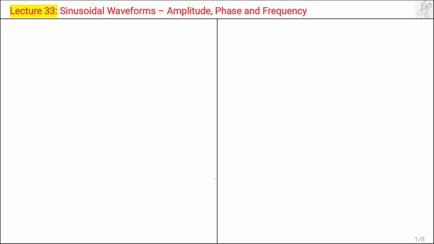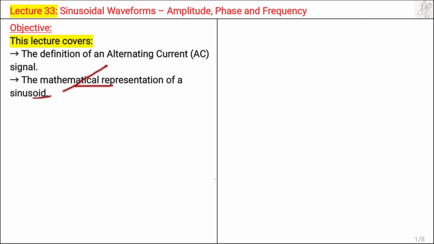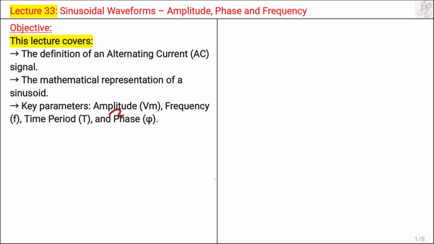Lecture 33, Sinusoidal Waveforms, Amplitude, Phase and Frequency. So the objective of this lecture is to understand what is the definition of alternating current signal, what is the mathematical representation of sinusoid which represents AC signal, and what are the key parameters of that sinusoid, that is amplitude, frequency, time period and phase.